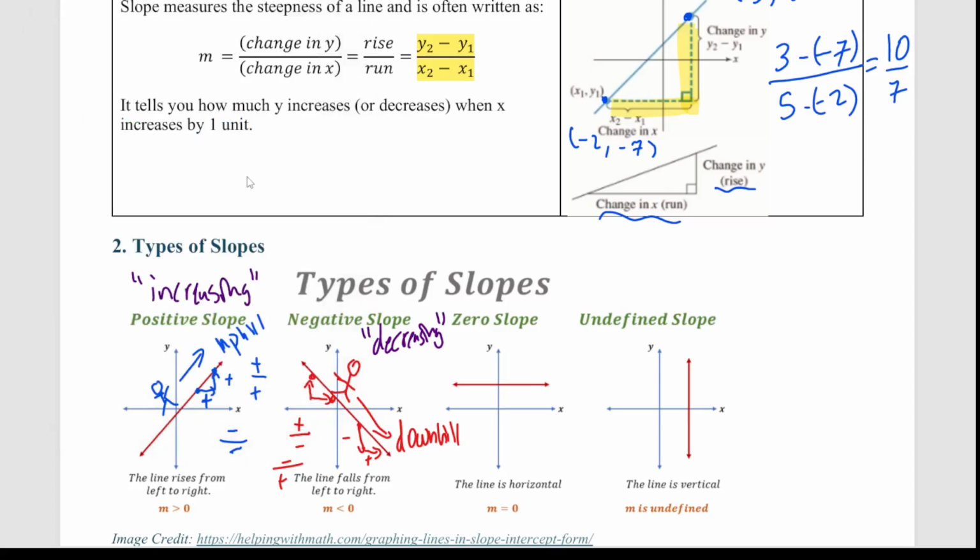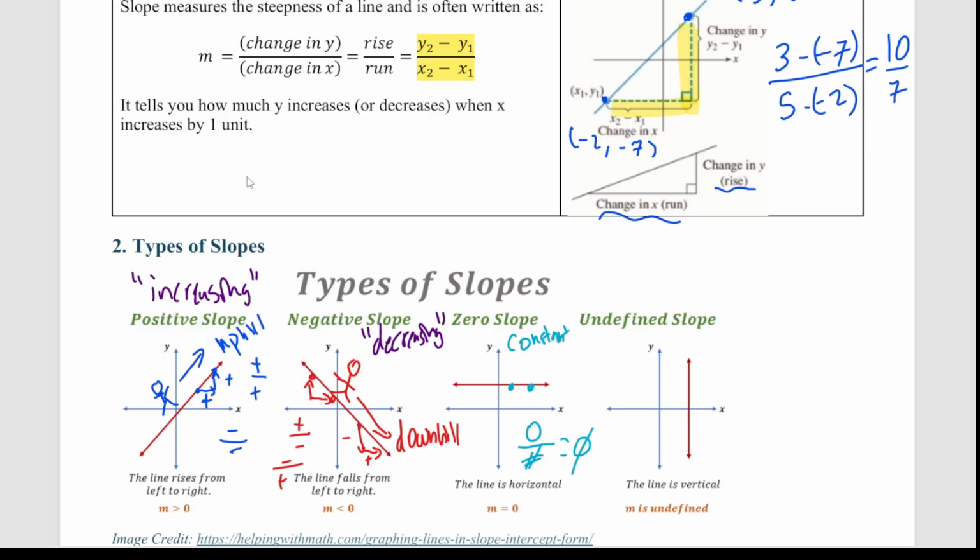Zero slope is where everything is constant, where there is no change. So you always stay at the same y while the x is changing as much as you want. So if you were to plug into the equation, you'd end up with 0 divided by some number, no matter which points you count in between. And 0 divided by anything is just 0. So that would be a 0 slope if it's a straight across line.